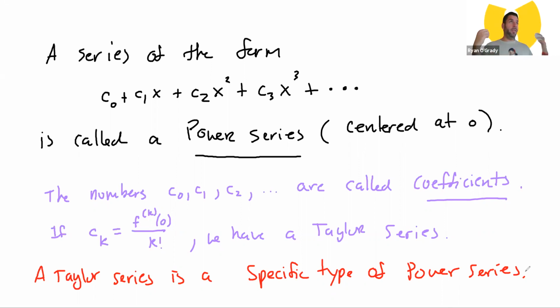A power series is a thing. We're saying if you look like this, if you are a number plus a number times x, plus a number times x squared, plus a number times x cubed, and so on, you are called a power series. Now, if these numbers follow a specific pattern, namely this one, then it's not just any power series, it's called a Taylor series. Just like if you are a rectangle and your sides all have the same length, you're still a rectangle, but we give you a special name called a square.